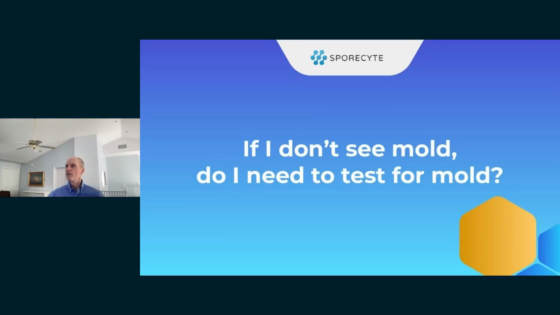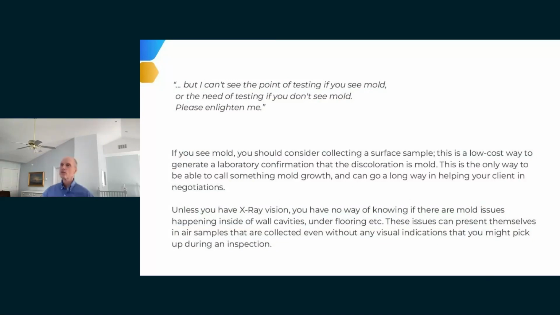Okay, so here's one. If I don't see mold, do I need to test for mold? We've kind of talked a little bit about this. So if you see mold, consider collecting a surface sample. It's obviously a quick, pretty low cost way to confirm whether it is mold or not mold, which may indicate the way you go about cleaning it up. But it's up to you.